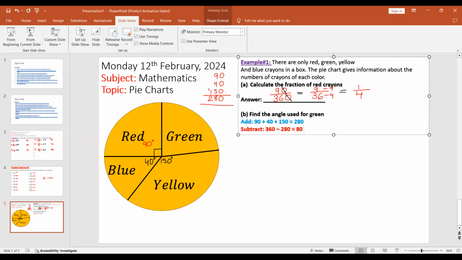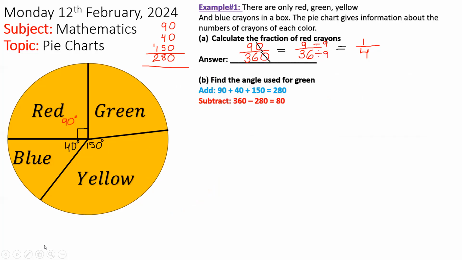So what does that mean? That means that the angle used for green is going to be 80 degrees. Very good. Let me know if you understand how I got 80, please.